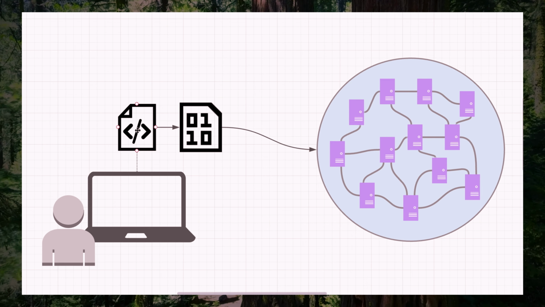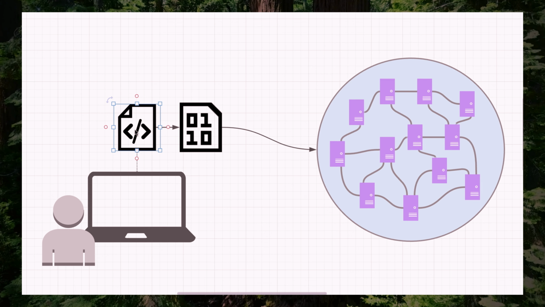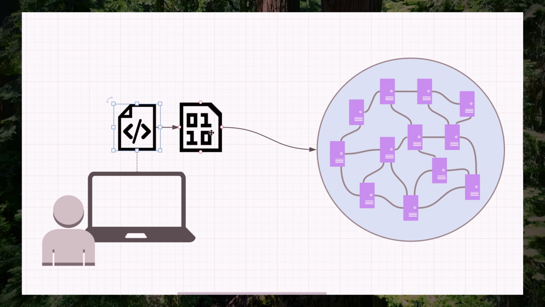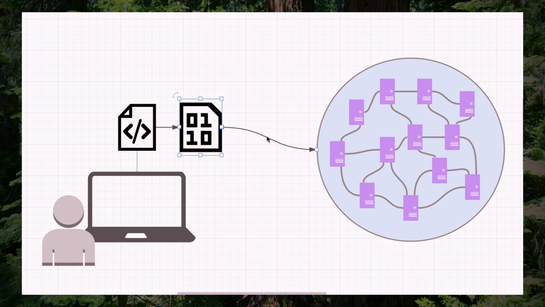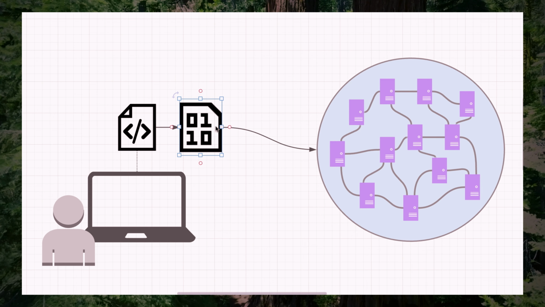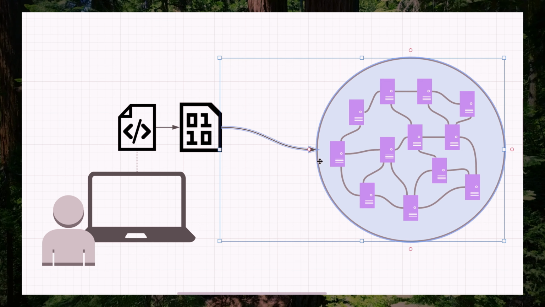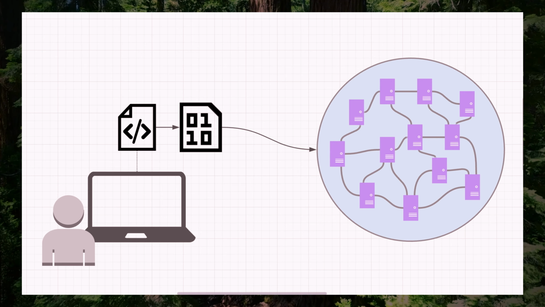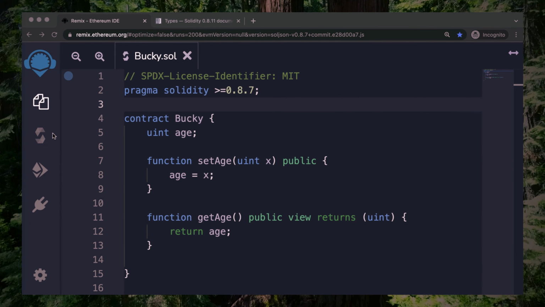So essentially, just a real quick overview, to compile, you are taking your source code, running it through a compiler and converting it to something called bytecode, ones and zeros. And then when you deploy your contract, or upload it to the network, you're going to be uploading this bytecode just like that. And this is what the nodes are going to run. All right, so now let's hop back into Remix and take a look at how to do this.